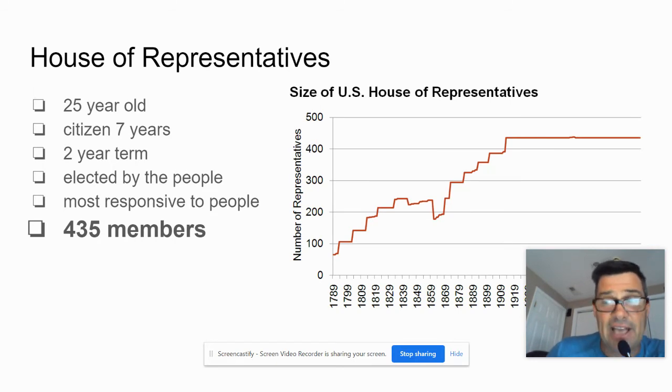The House now has 435 members. That has gone up significantly. The original Constitution had about 75, and you can see on the chart to the right how it increased over time. During the 1860s it went down, and then it climbed back up to 435, where it's been since the early 1900s. What's happened is that the number of people per representative has increased substantially over time. It used to be about 30,000 people per representative, and now it's around 750,000 to 800,000 per representative.